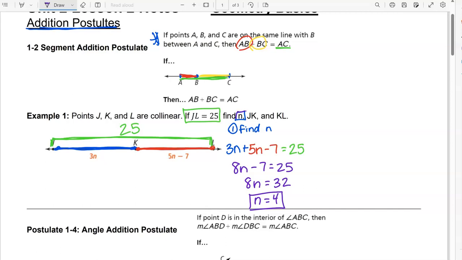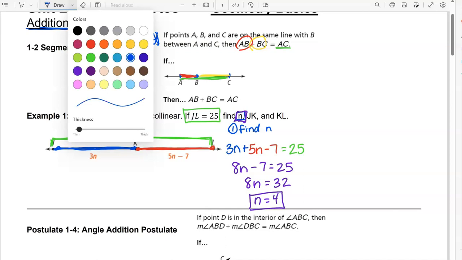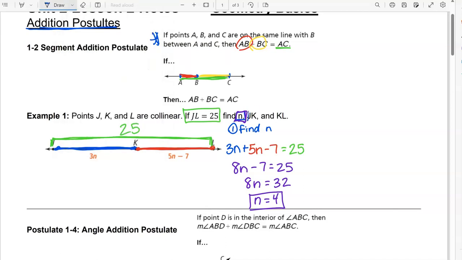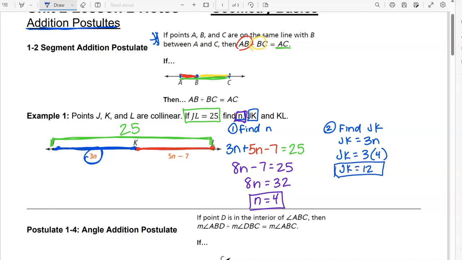So there is part 1. We now know what n equals. To find JK, which is our blue one, well, we know that JK equals 3n, because that's what it says right here. So we are going to substitute our n value. JK is going to equal 3 times 4, because 3n means 3 times n. So JK is going to equal 12.